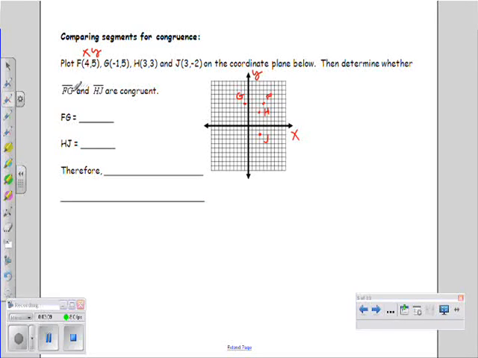It tells me to determine whether FG and HJ are congruent. So obviously I must have segment FG going on here, and I must have segment HJ going on here. And I need to find out whether they're congruent.